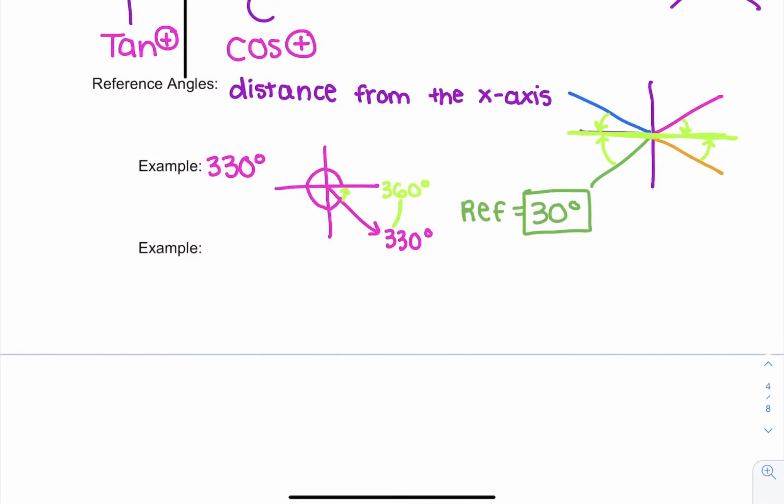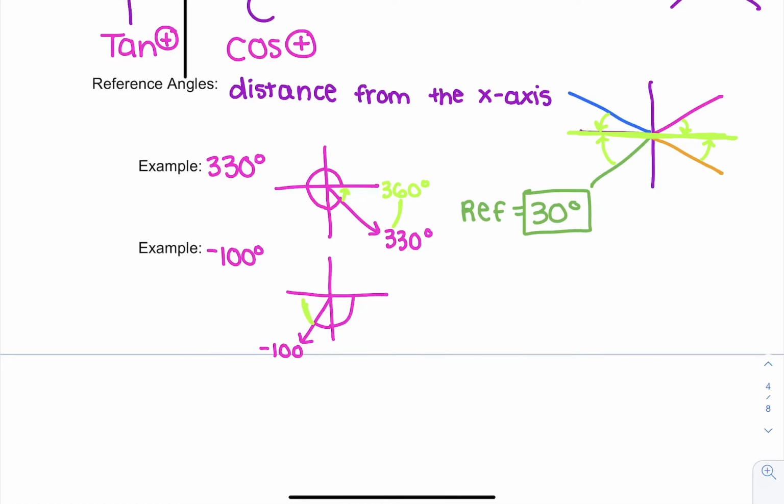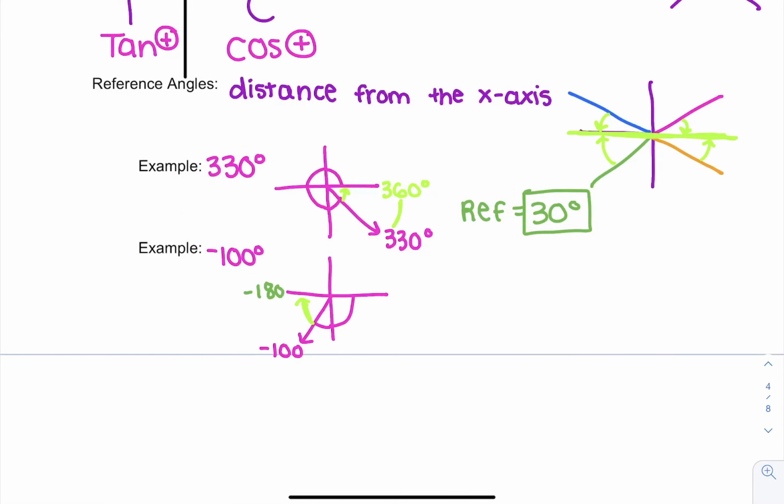Let's try one more. So let's try negative 100 degrees. So we know if we move negative, we're actually moving clockwise. So we're moving in the opposite direction. If I move this far, I'm at 90. So I'm just going to move a little bit more so that I get to negative 100. Now I try to figure out the shortest path to get to the x-axis. So that's going to be this green area right here. If I kept moving, that brings me to negative 180. So the shortest distance from negative 100 to negative 180 is 80 degrees. So in this case, our reference angle is 80 degrees. And those are going to be really, really useful for us in the next video.